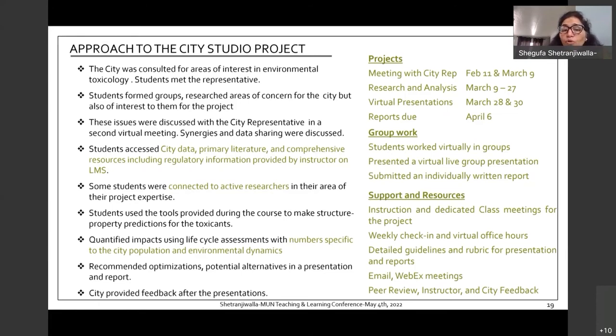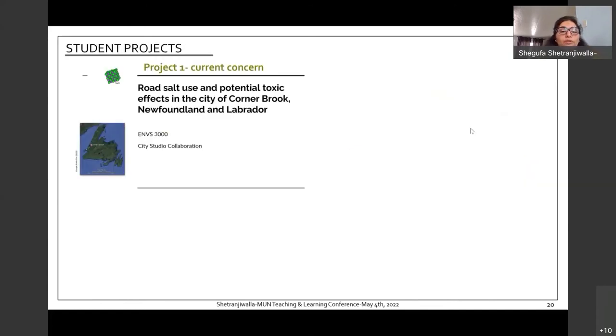Peer review was also a part of the course component, especially because they were going into fourth year students going into industry and academia. The peer review and assessment of each other's work from the background of their learning became an important concept. Here's the projects that the students actually chose. So here are the student projects.